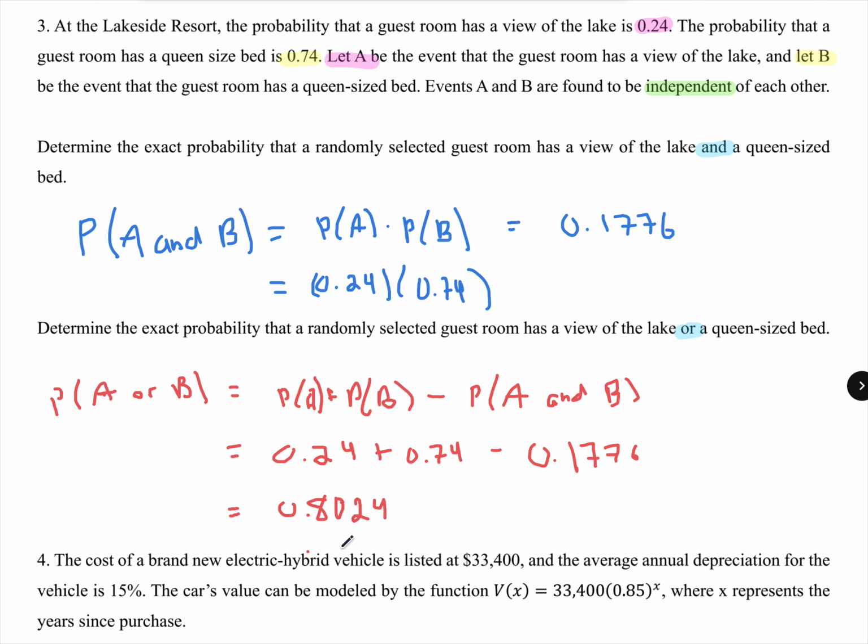You can write it as a decimal, so I'm going to keep it exactly like this, and I'll box it in. This is my probability of A and B, and then this is my probability of A or B.